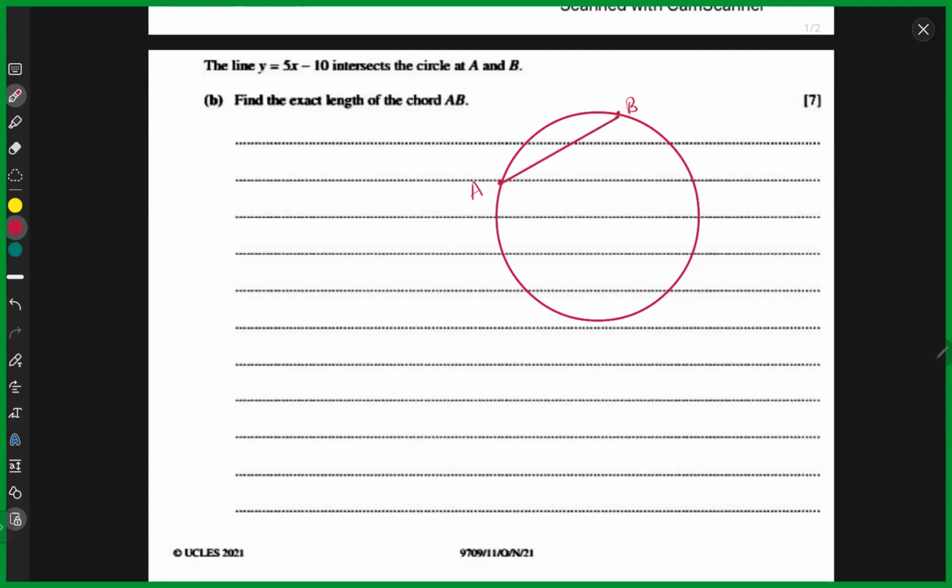And now you've been asked to find out the exact length of the chord AB. So it's simple. When you have been asked to find the length, what do we need to use? We need to use the distance formula. But for that, I need to have the coordinates of A and the coordinates of B. And how do I find out the coordinates of A and B? Can anyone tell me?